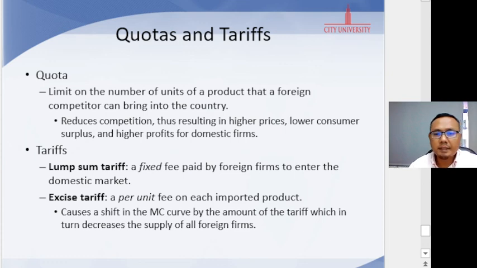The purpose of a quota is to limit the number of units of a product that foreign competitors can bring into the country. That can reduce competition, resulting in a higher price, lower consumer surplus, and a higher profit for domestic firms. For example, a quota on Japanese automobile imports limits the number of cars Japanese automakers can sell in the US. This reduces competition in the domestic automobile market, which results in higher car prices, higher profit for domestic firms, and lower consumer surplus for domestic consumers. So the domestic producer benefits at the expense of domestic consumers and foreign producers.